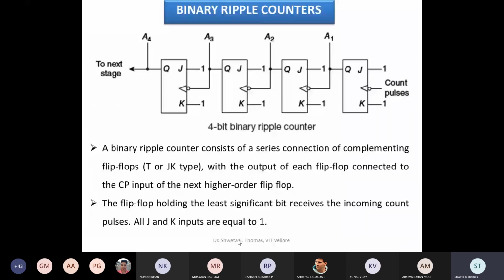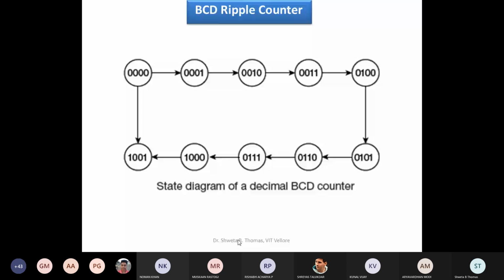So this is binary ripple counter. Next we have BCD ripple counter, or you can say decimal ripple counter. If I'm asking decimal ripple counter or BCD ripple counter, both are the same. Why? Because you are using the binary values of 0 to 9 only.